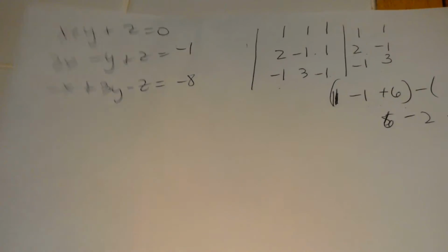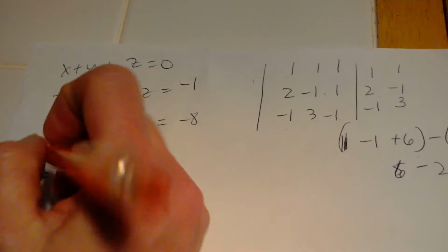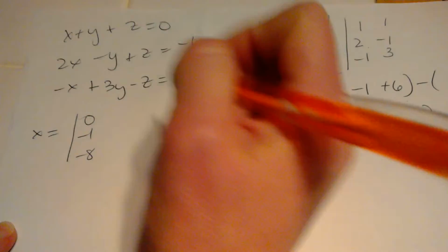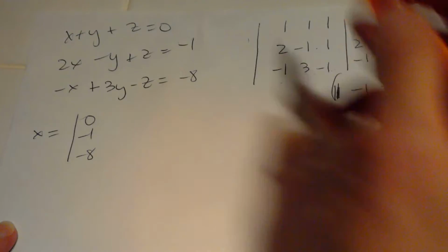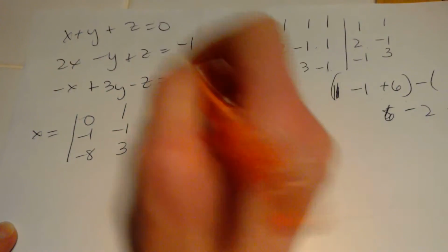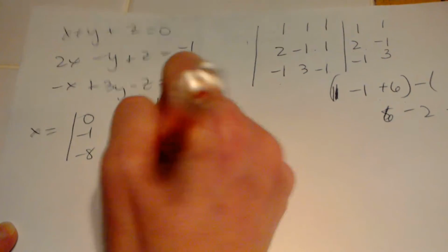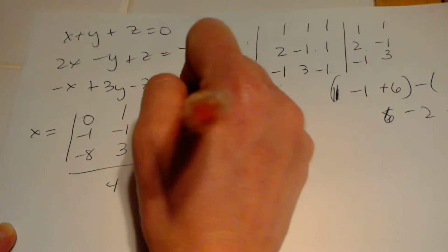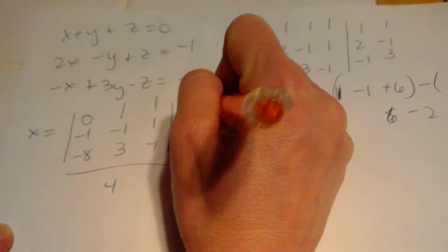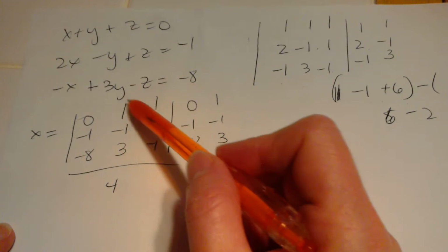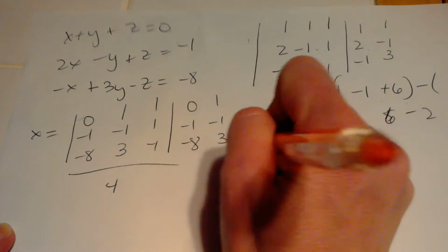Okay. So the first thing I'm going to do is find x. I'm going to take my solutions and replace the x column. So my first column is going to be 0, negative 1, negative 8. And then I'm just going to copy down the next 2 columns. So I've got 1, negative 1, 3, and then 1, 1, negative 1. And then we're going to divide by 4. I'm going to rewrite the first 2 columns. Okay, so we're going to multiply down this diagonal, so that's 0. Multiply that, it's going to give me negative 8. So I've got negative 8.